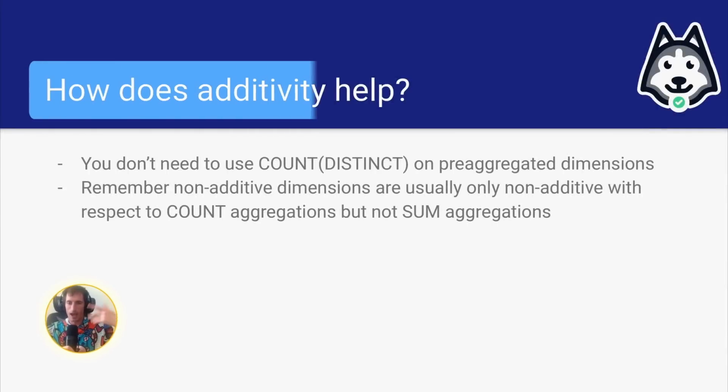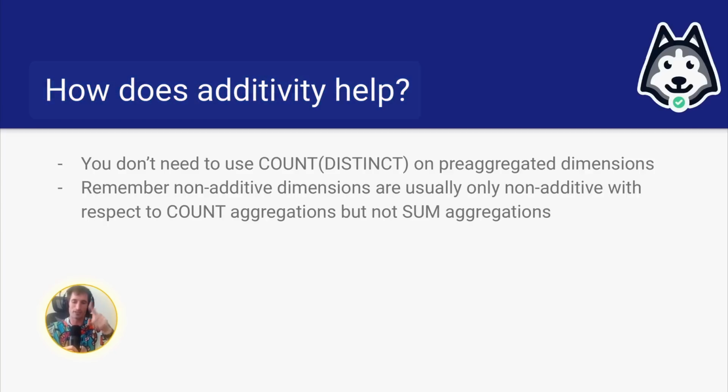Cool. So how does additivity help? If you have the subtotals and you know the dimension is additive, you can just add them up and you don't have to use count distinct. Because if you're trying to get the grand total and the dimension isn't additive, then you have to go back. You have to essentially do a count distinct over the entire data set as opposed to the subtotal data set. You have to go down a layer. You can't use partially aggregated data.